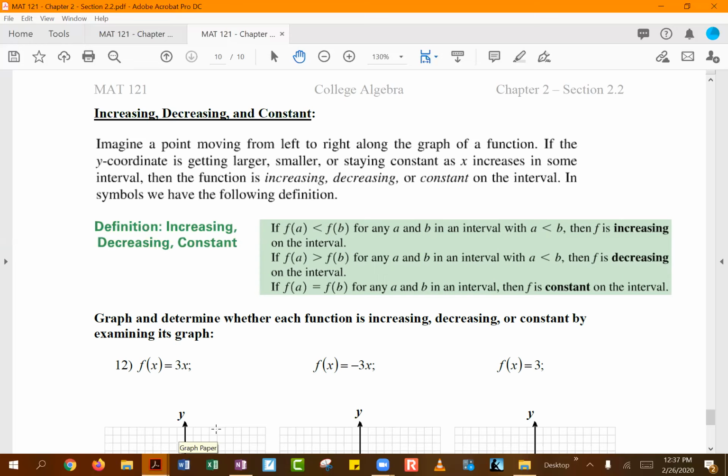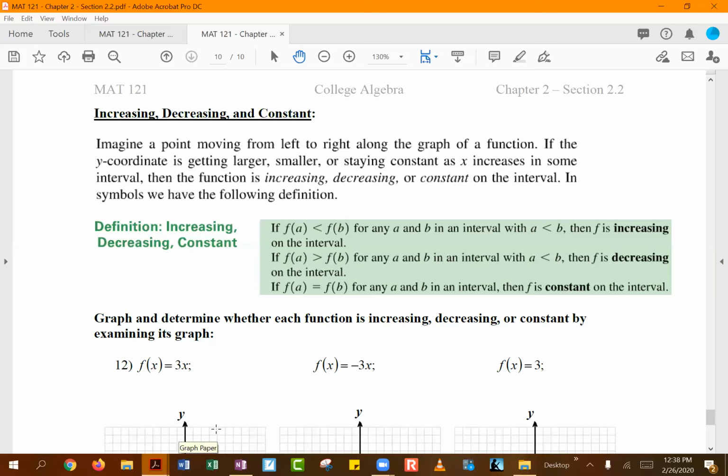The other way to think about it, going from left to right, are your y values getting larger? If your y values are getting larger, your function is increasing. Going from left to right, if your y value stays the same, that's constant, right? And going from left to right, if your y value starts decreasing, so let's say you started with positive but are now going towards negative values, your y value is decreasing, that would be a decreasing function.